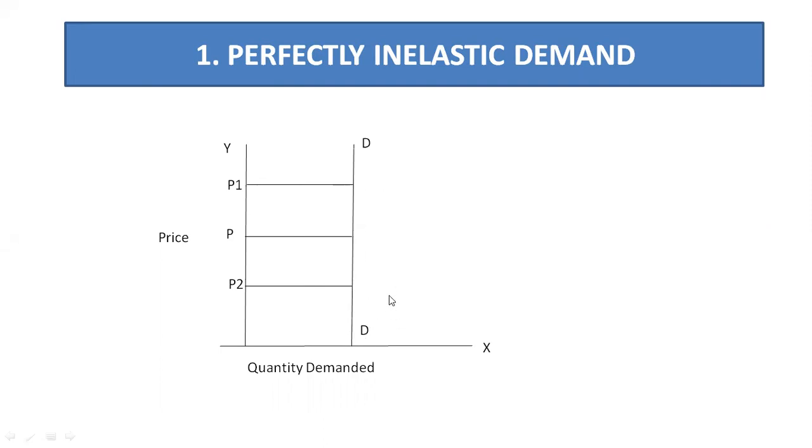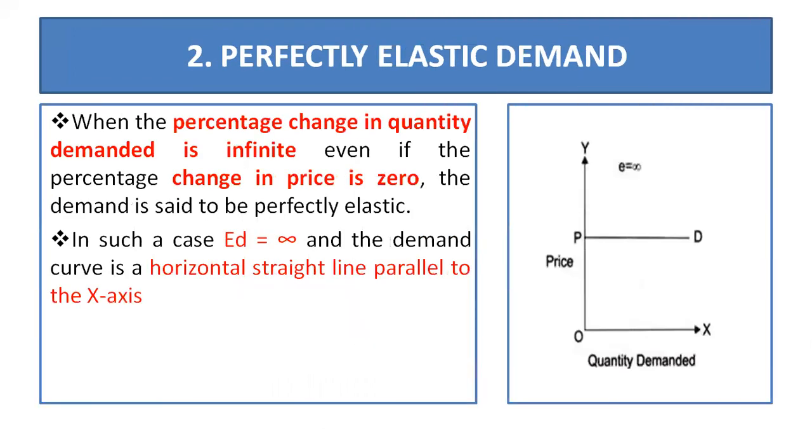So this is the case with perfectly inelastic demand. Now let us see the second case, that is perfectly elastic demand. When with no change in price or with very little change in price, the demand for a commodity either expands or contracts to any extent, then the demand is said to be perfectly elastic.